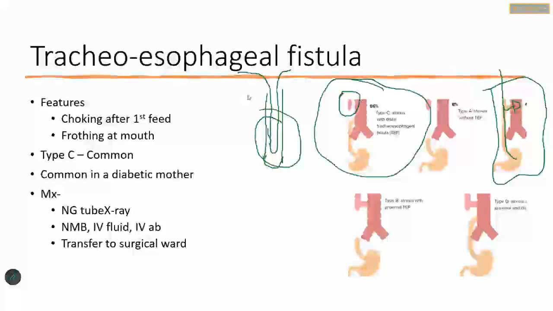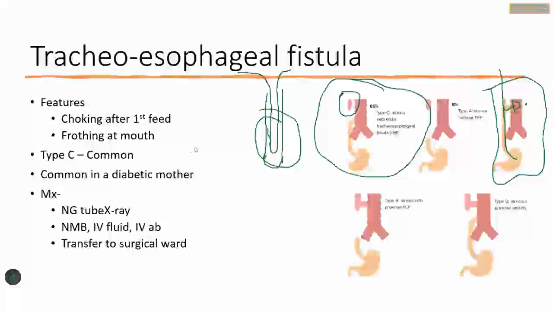We have to start the IV fluids, keep the patient nil by mouth, and refer the patient to the surgical ward for early correction. Again, the IV antibiotics come into the role because there are two problems. There's a high risk of pneumonia in this patient due to aspiration. That's why we are starting the IV antibiotics prophylactically.